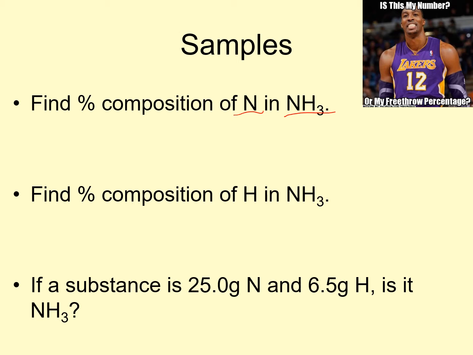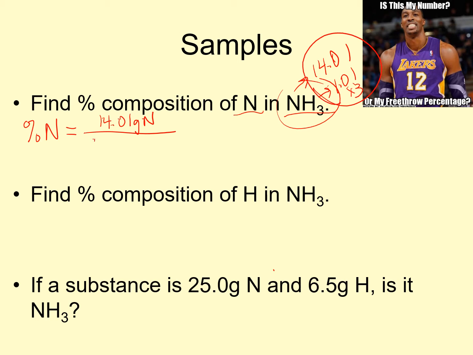No numbers are given in this problem for mass, so we have to use the periodic table. In NH3, there's one N, and N is 14.01, so it's going to be 14.01 grams of N in this compound. Now, percent is always part over total, so we add all this up, and we find 17.04 grams total in NH3, times 100. So the percent of N is going to be 82.22% nitrogen in the compound.